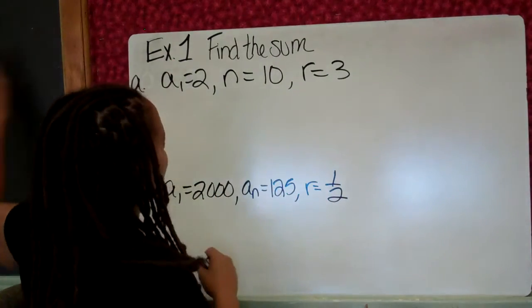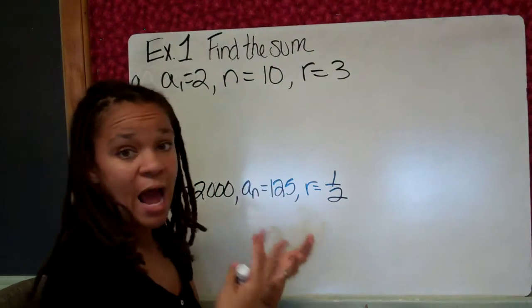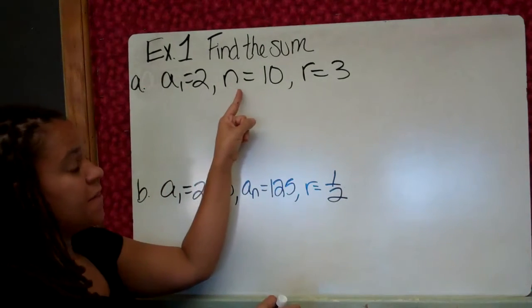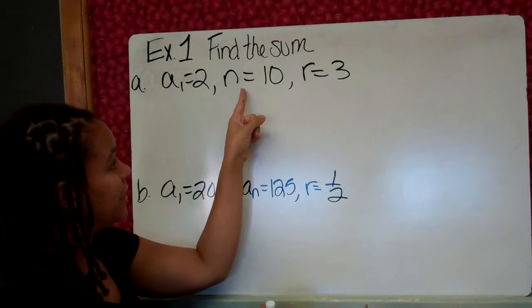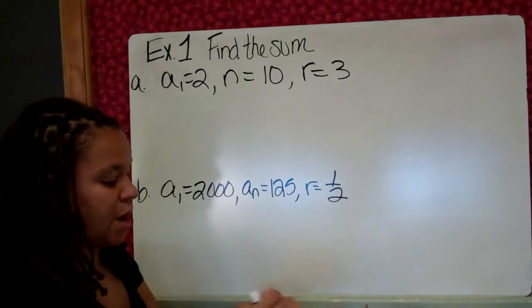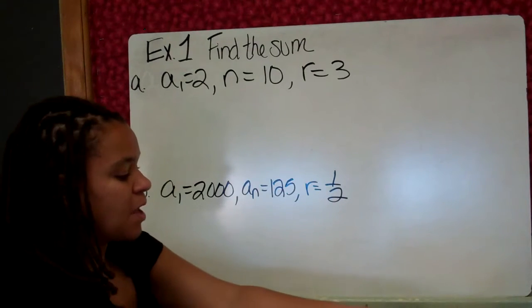All right, example 1. Find the sum. So we want to add up all the terms. The first term is 2. The number of terms is 10. And the constant rate, what it's multiplying by, is 3 each time. So we're going to take this information and plug it in.